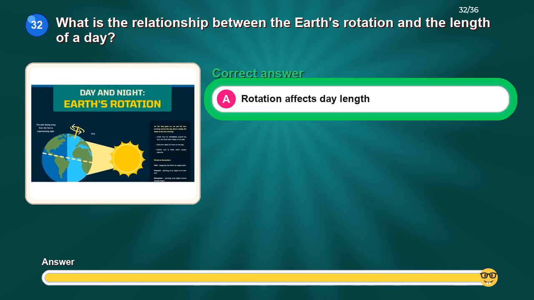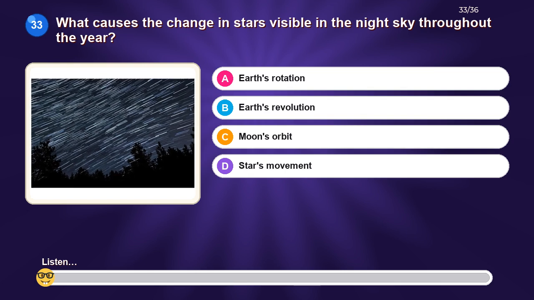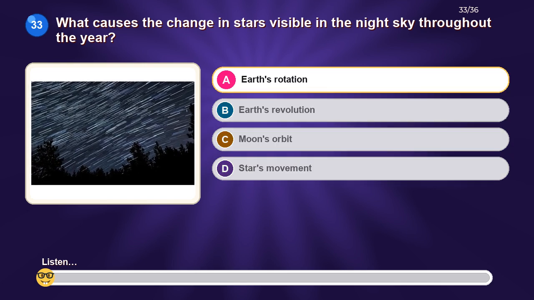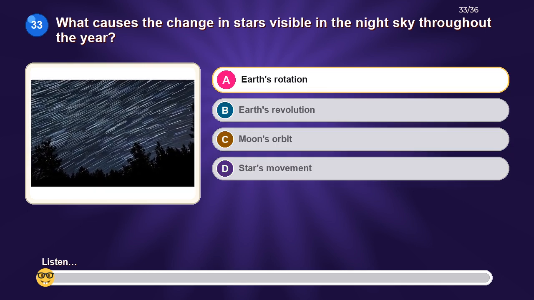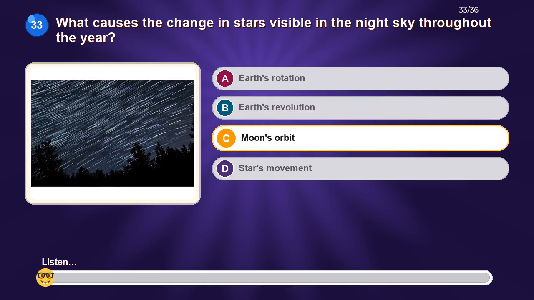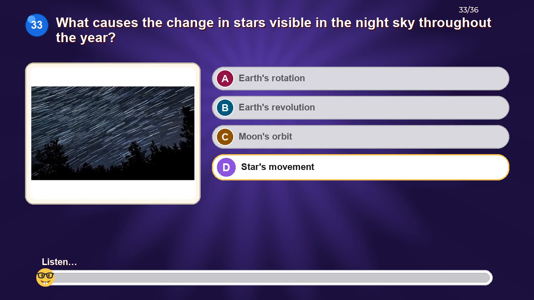The correct answer is, rotation affects day length. What causes the change in stars visible in the night sky throughout the year? Option A. Earth's rotation. Option B. Earth's revolution. Option C. Moon's orbit. Option D. Stars' movement.